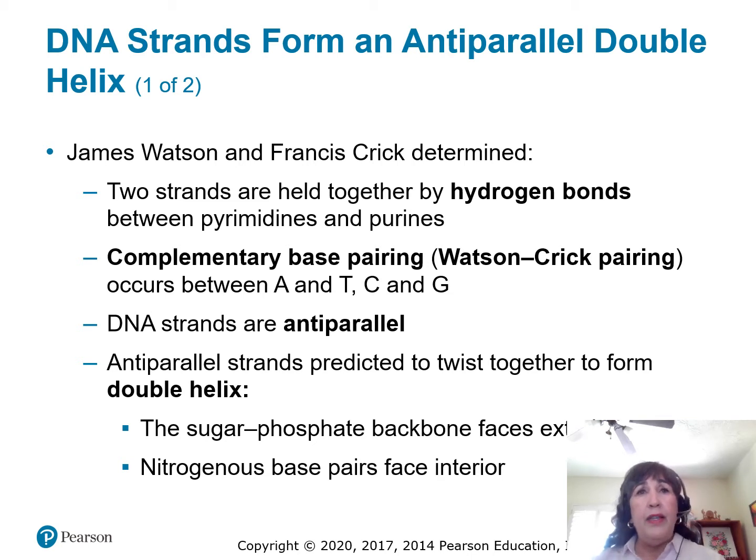They also found that DNA strands are anti-parallel. One strand goes from the 5' to 3' direction, and the other strand goes in the opposite direction, 3' to 5'. Anti-parallel strands predicted to twist together to form the double helix. The sugar and the phosphate backbone faces the outside, and the nitrogenous bases face the inside, and they look like steps to a ladder.